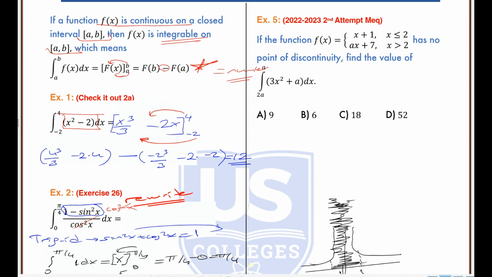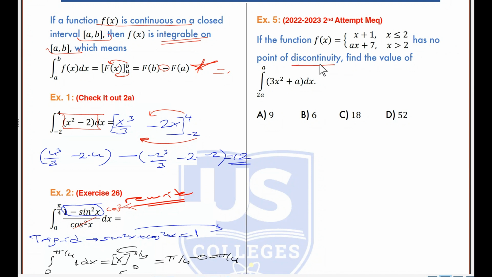Okay, let's move on to a ministry exam question. Let me clear that. All right. Now, if the function has no point of discontinuity. Now, this is about chapter 2, section 4, right? So this is the combination of chapter 5, section 2. So there are two sections here in this question.